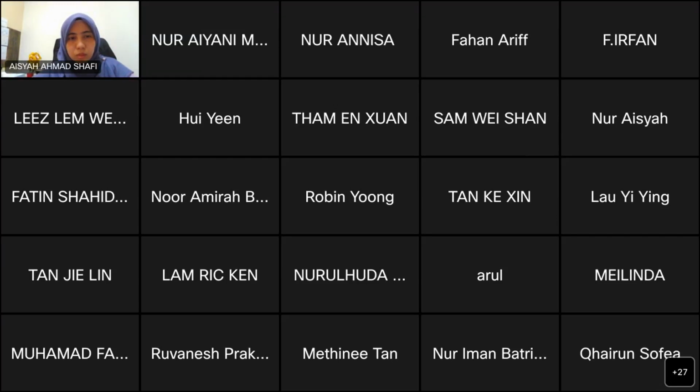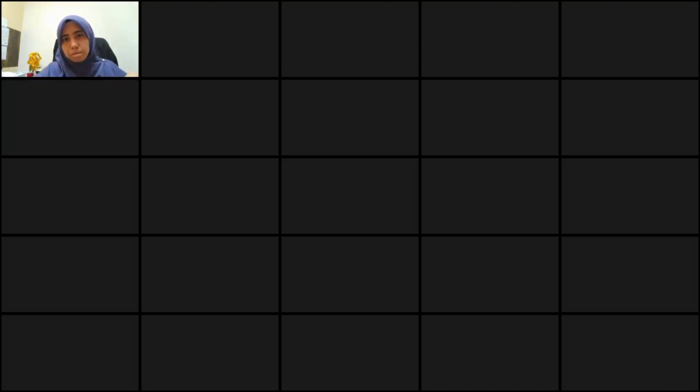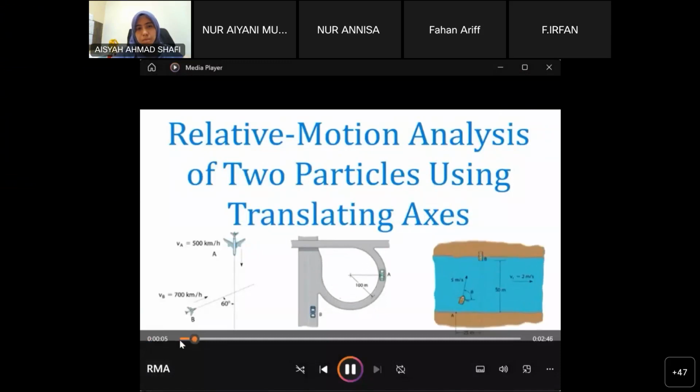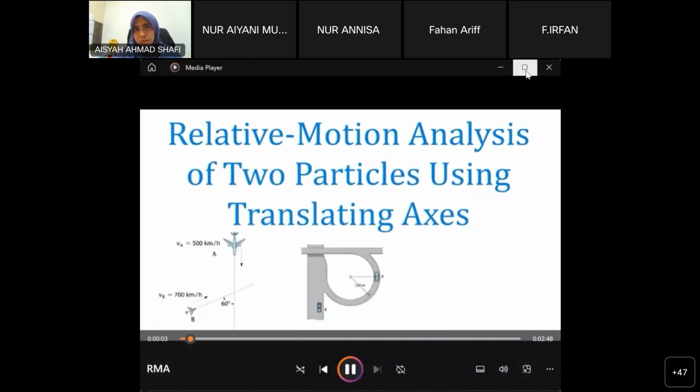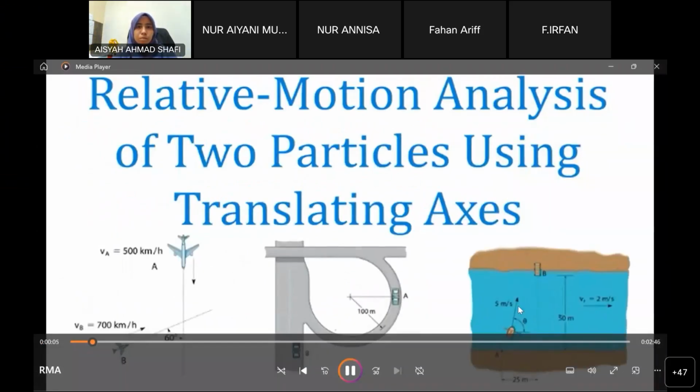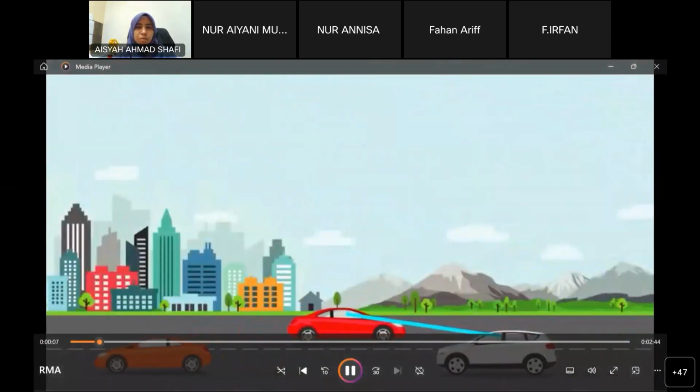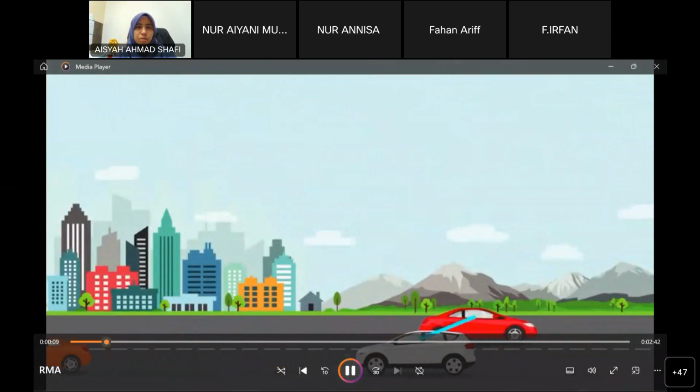In this chapter, we're trying to find the velocity or acceleration of an object with respect to another object. So for example, there are two cars going along a road and you want to find the velocity of car A with respect to car B, that sort of thing.